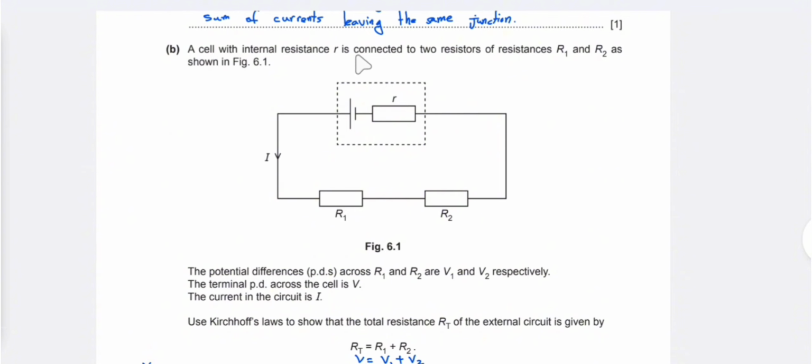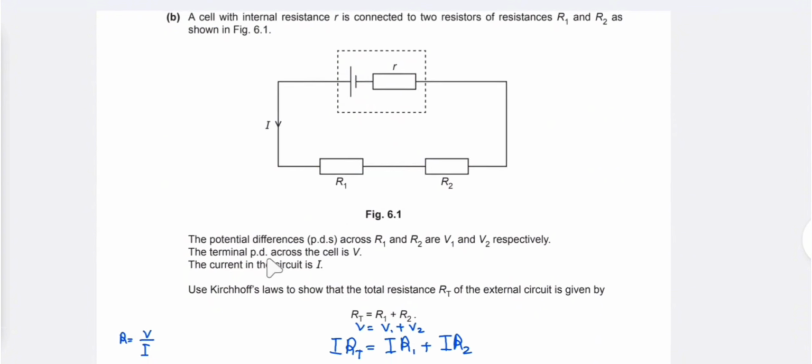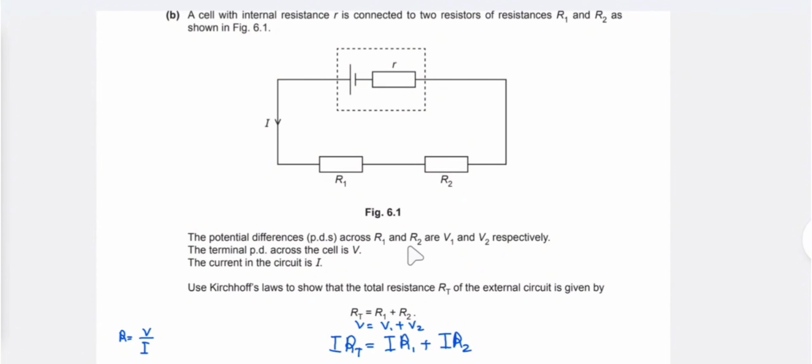Then a cell with internal resistance r is connected to two resistors R1 and R2 as shown in figure 6.1. The potential differences across R1 and R2 are V1 and V2 respectively. The terminal potential difference of the cell is V.